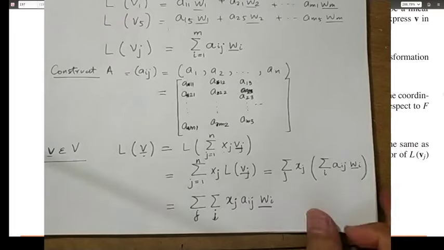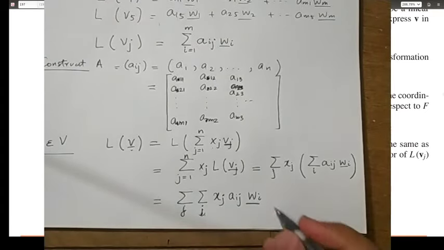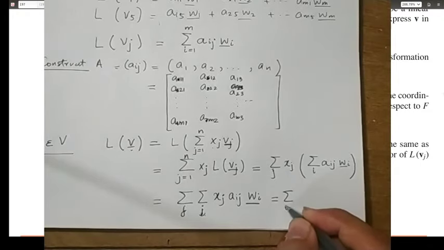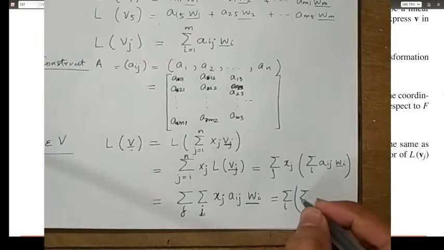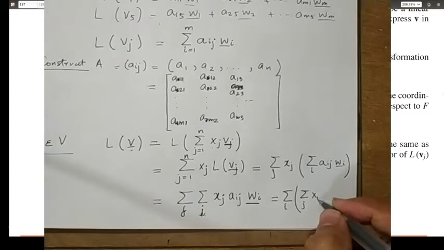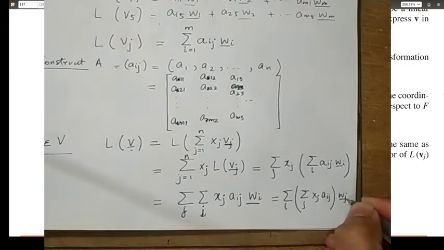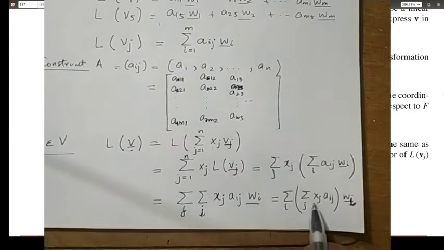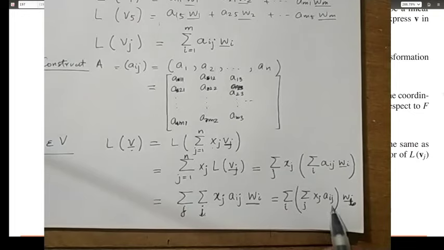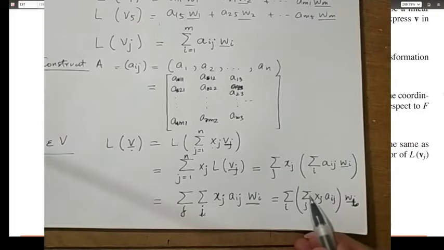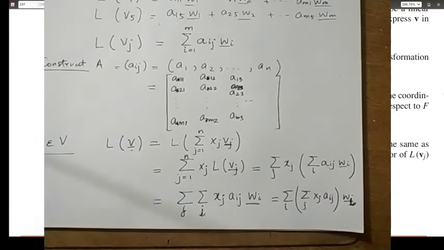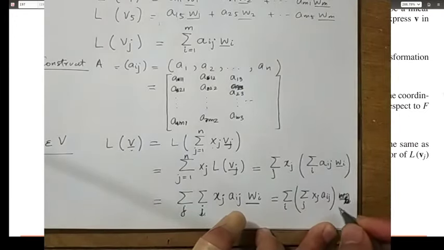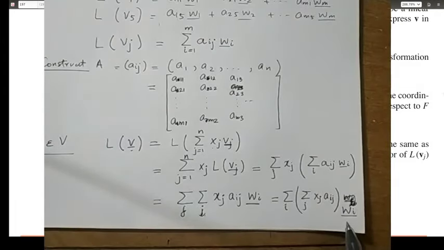And now notice something important. We can switch this j and i, which means it can be written as summation over i and then summation over j of xj aij wi. So this summation on j is only on this x and on this aij. We can sum over j before we sum over i, and you can write wi outside, because it doesn't contain the j index.